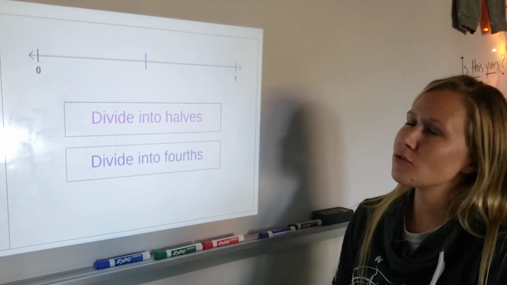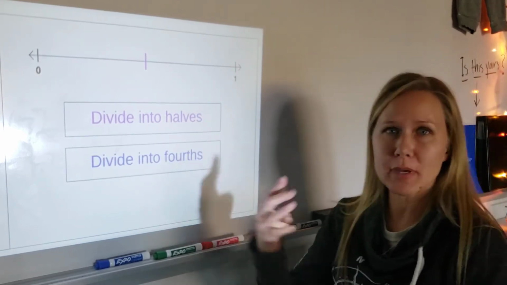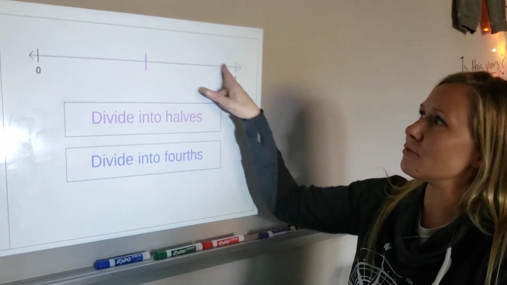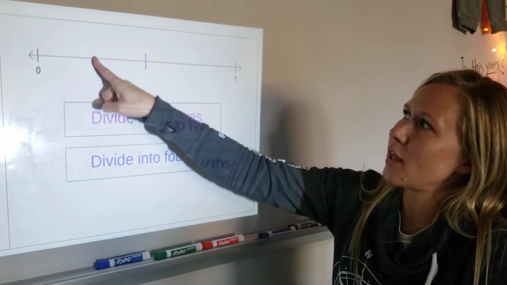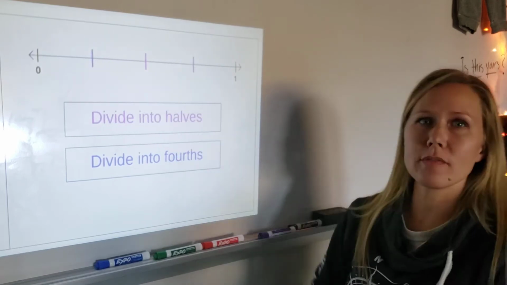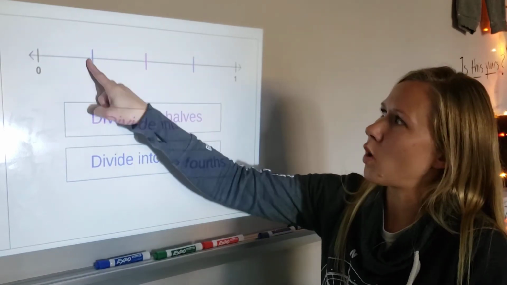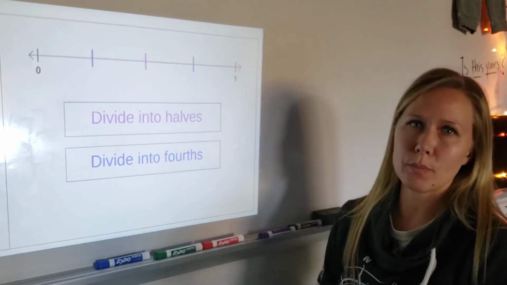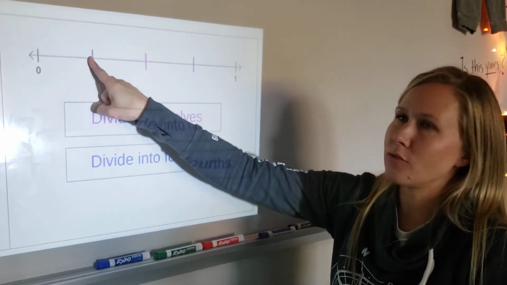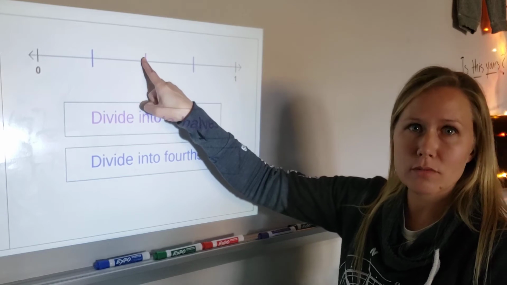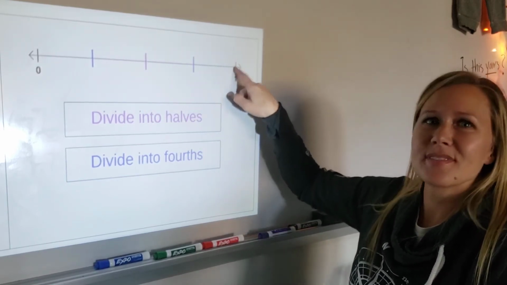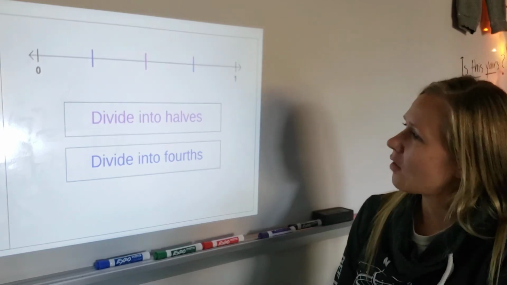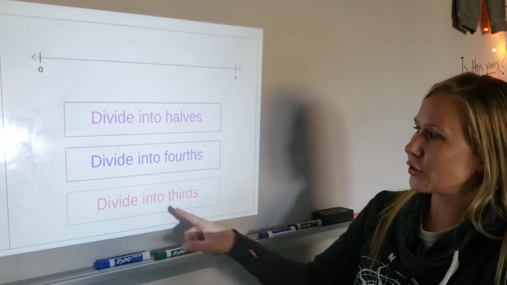All right, let's divide into fourths. So fourths means 4. We need to break this up into 4 equal pieces. Okay, well there's a half, and if we put another line here and another line here, we've got 4 equal parts. There's 1, 2, 3, 4 equal parts. So this jump would be 1/4, then 2/4, which is a half, 3/4, and 4/4. 4/4 is 1.